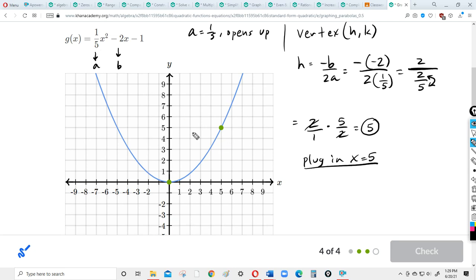That's going to be 1/5 times x squared, minus 2 times 5, minus 1. Okay, 5 squared is 25, and 25 divided by 5 is just 5. This is negative 10. This is negative 1. So we have a negative 6. So those are the coordinates for the vertex.